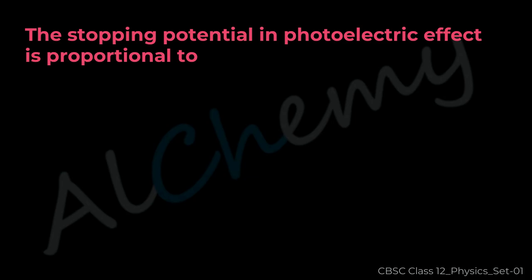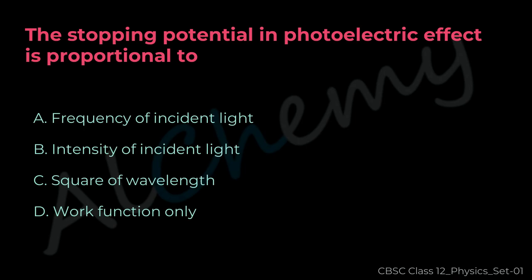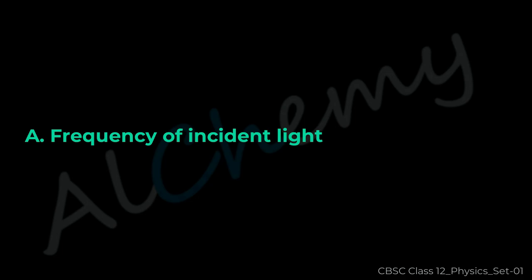Question 55. The stopping potential in photoelectric effect is proportional to A. Frequency of incident light, B. Intensity of incident light, C. Square of wavelength, D. Work function only. The correct answer is A. Frequency of incident light.